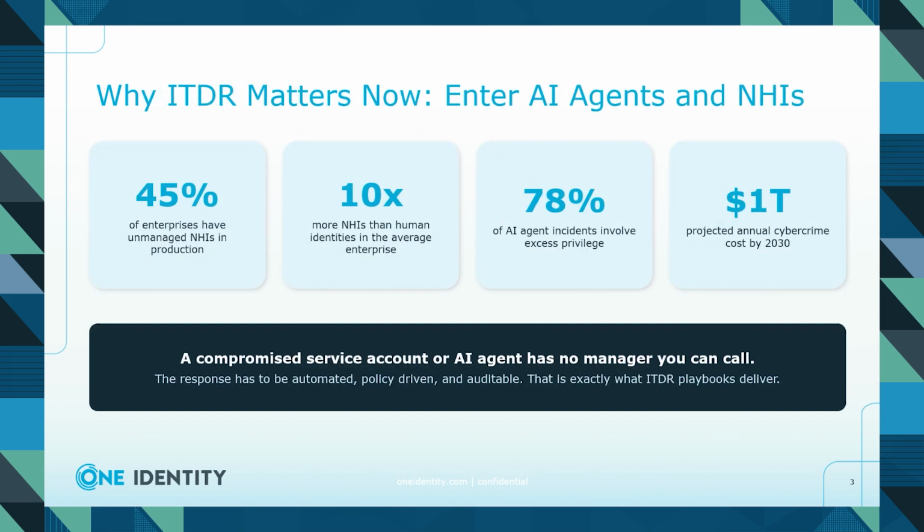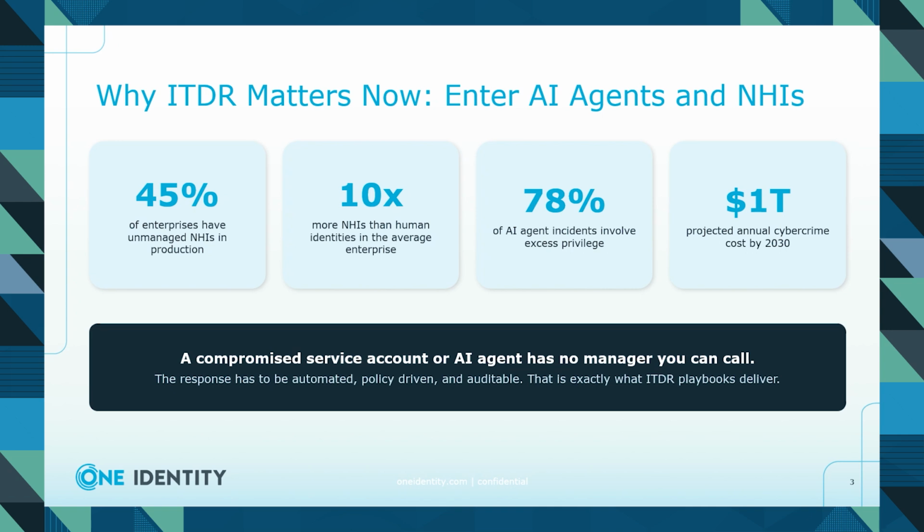So why does this all matter now? So the numbers really tell this story. 45% of enterprises have unmanaged non-human identities running in production right now. Identities that often no one is governing. And this is not a small population. In the average enterprise, non-human identities already outnumber humans 10 to 1. Service accounts, API keys, workload identities, and increasingly AI agents. So when these non-human identities go wrong, privilege is almost always part of the problem. 78% of AI agent incidents involve excess privilege.